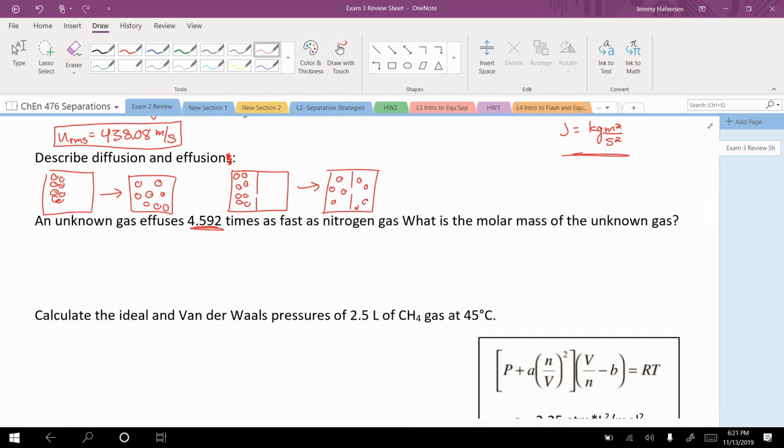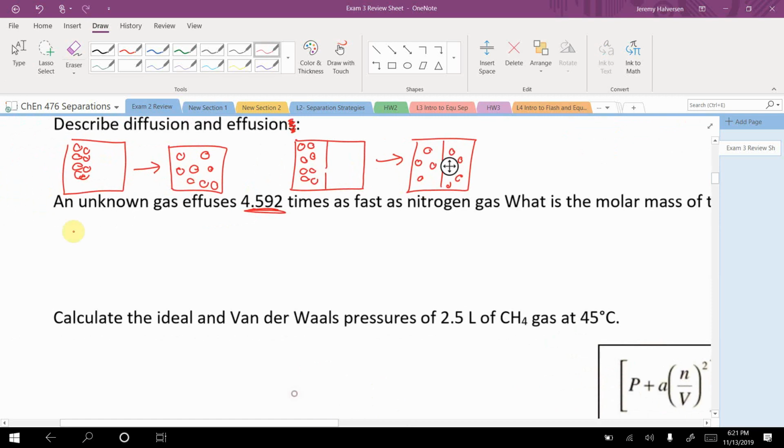So we just said that the rate of effusion is just based off of the velocity. So I could say that the ratio of effusion of the unknown over the effusion of nitrogen is just going to be the ratio of the root mean square velocity of unknown to the root mean square velocity of nitrogen. Does that make sense? Those ratios are the same because all that effusion is based off is the velocity.